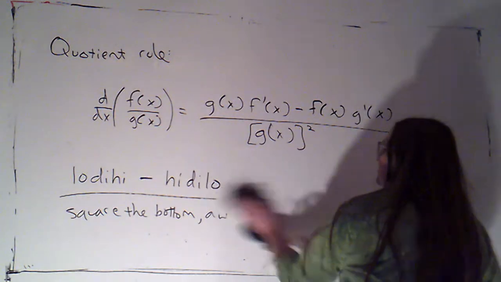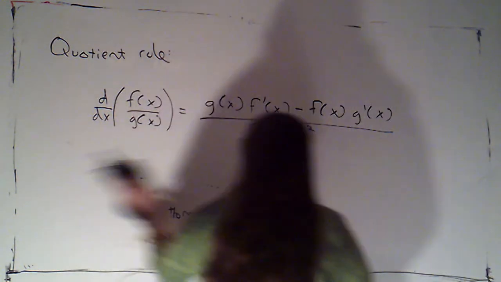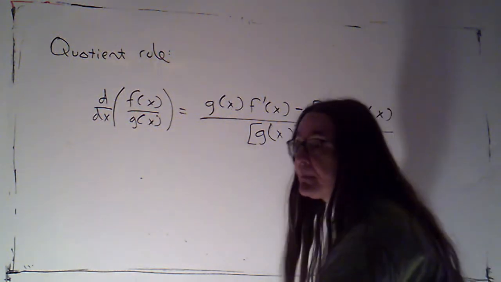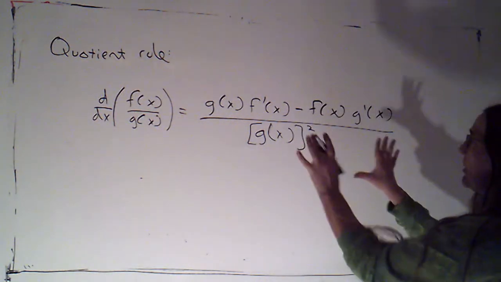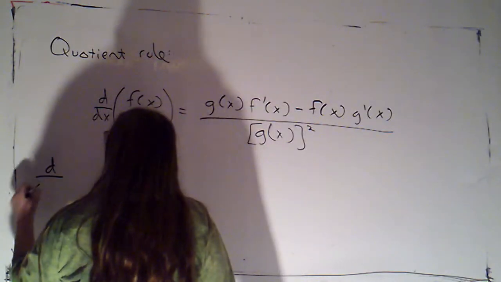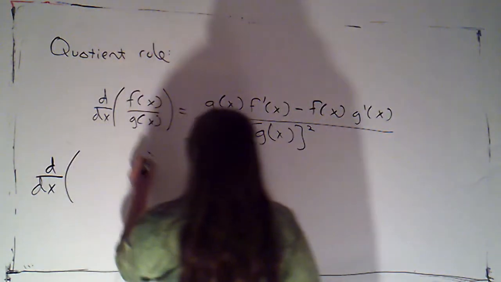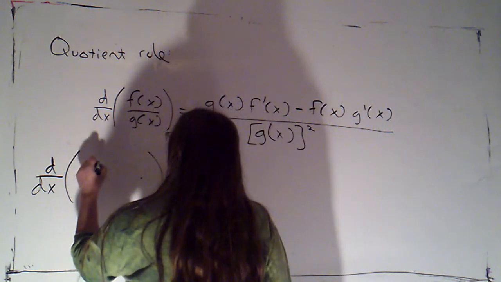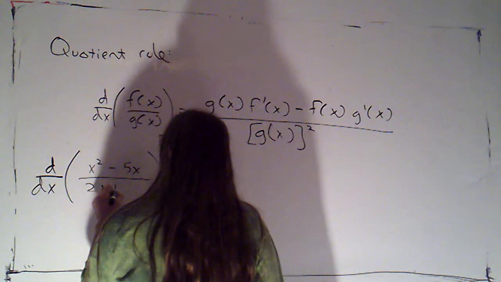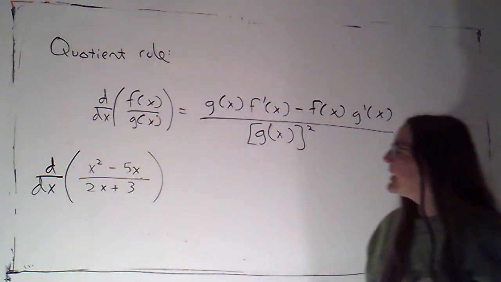Okay. Now, again, the derivation for it we can do is very similar to what we did with the product rule, and we will explore that in some way, shape, or form. But I want to just focus right now on practicing using it. So let's say I wanted to take the derivative of x squared minus 5x divided by 2x plus 3.